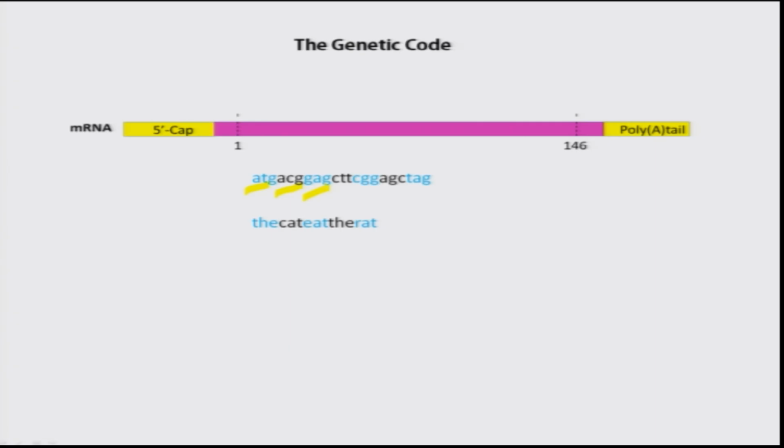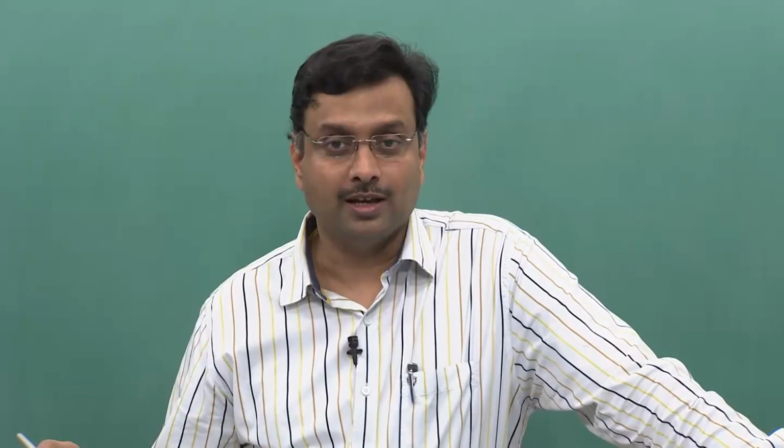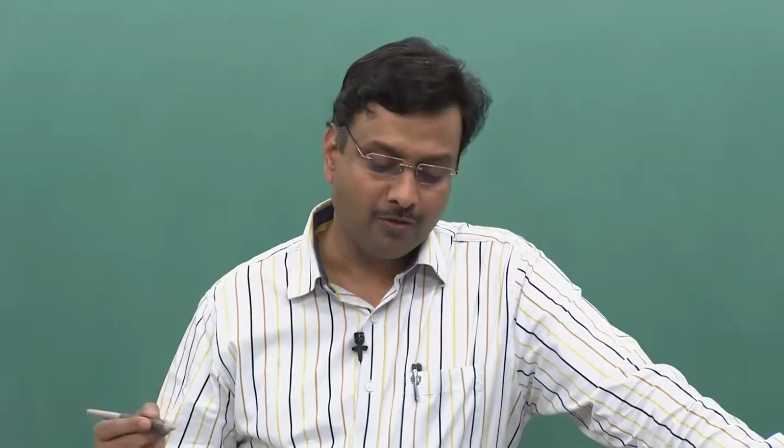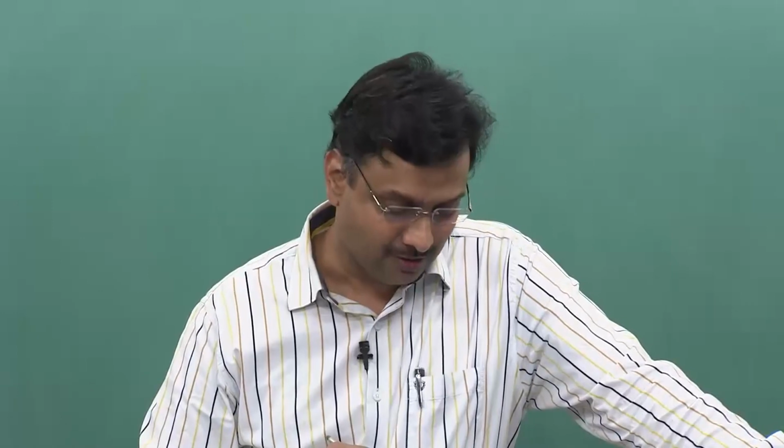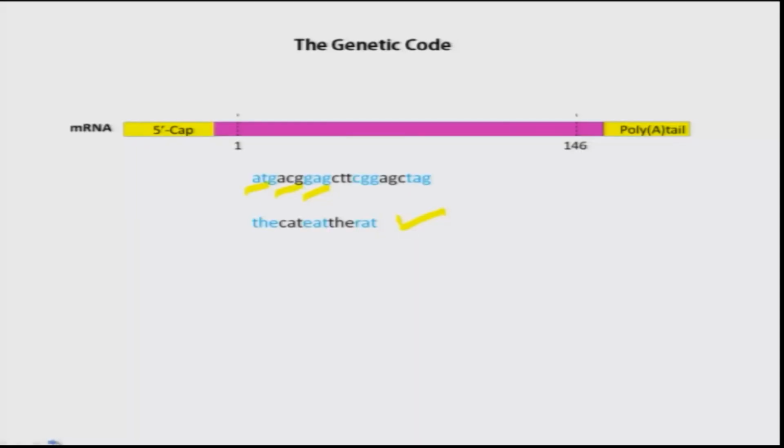Let us look into the example that we discussed before, the English alphabet which gives a meaning in a sentence. Here the words are color coded, each word is 3 letters: the cat eat the rat. Now, what would happen if this was the genetic code and there are changes here, and how the meaning of this sentence is altered? We will consider that as an example, then we will get back into the genetic code per se.